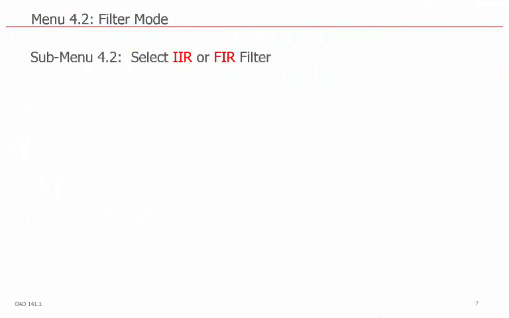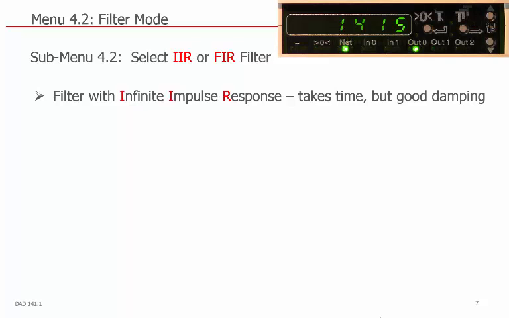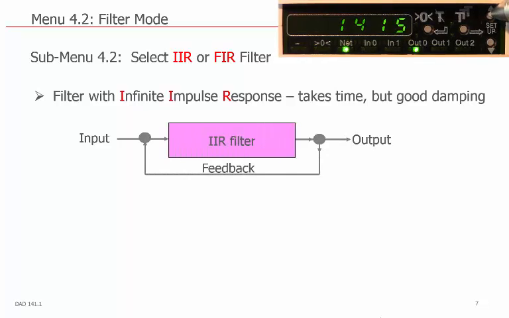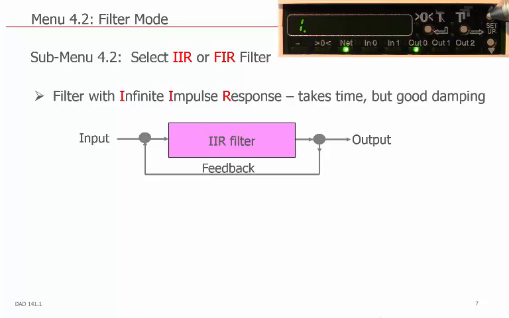Menu 4.2, the filter mode. Submenu 4.2, you can select an IIR or FIR filter. An infinite impulse response filter takes time but has a good damping. The block diagram picture shows the operation of an IIR filter. The output signal is fed back to the input until it reaches the highest attenuation, and that takes a while.